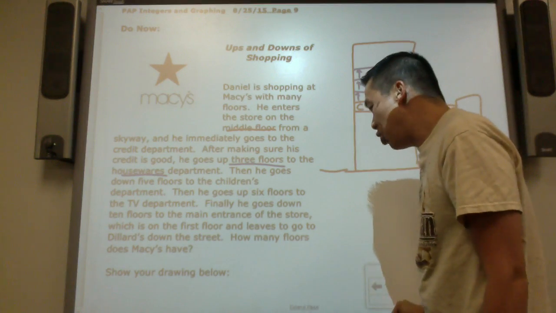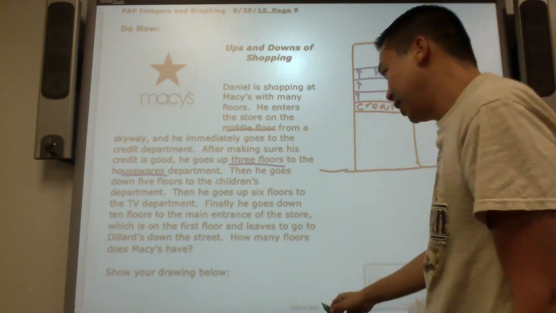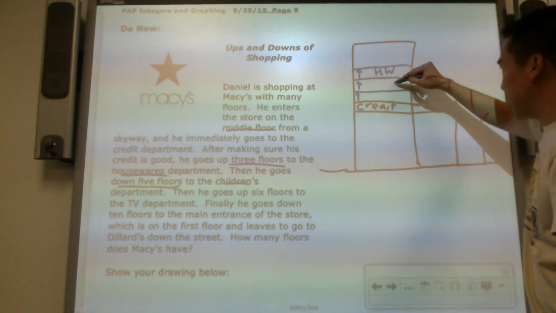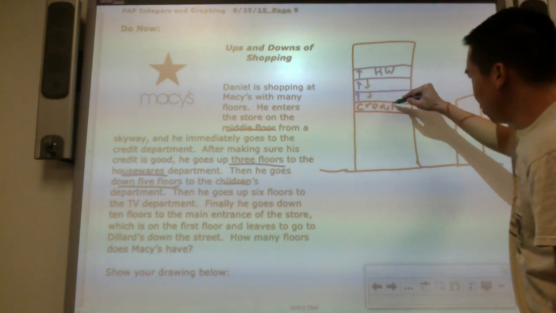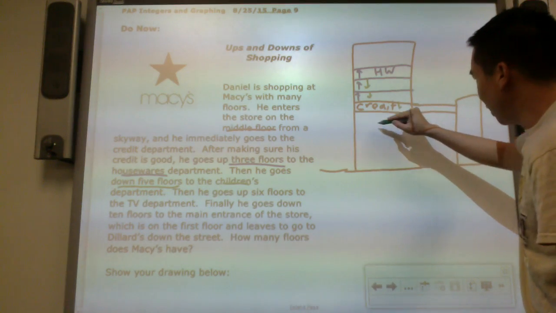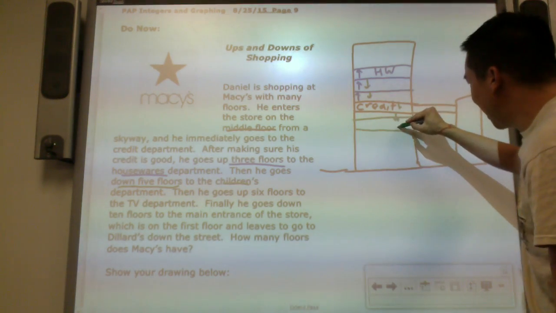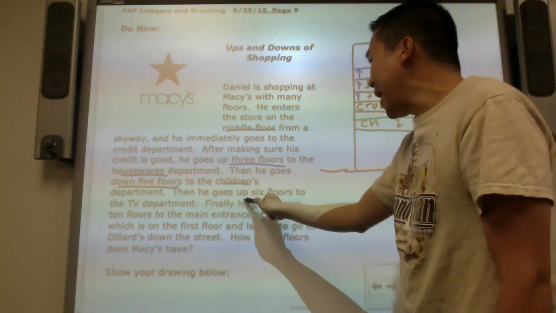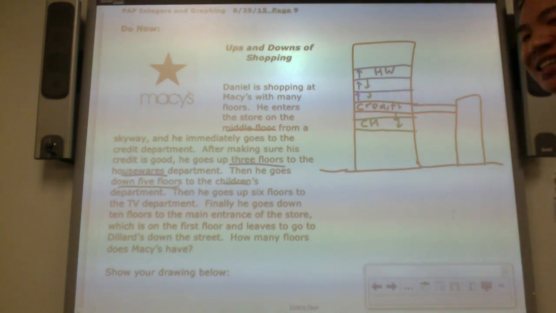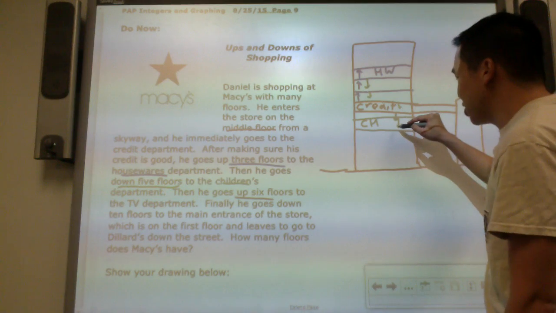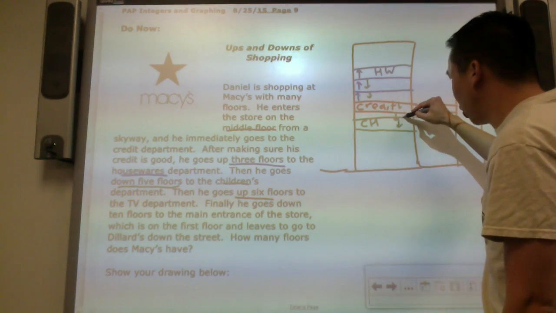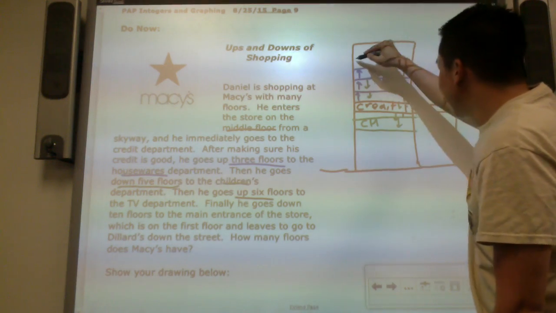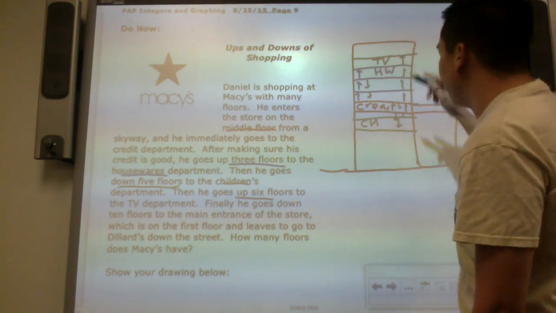Then he goes down 5 floors. He goes down 5 floors to the children's department. So we're at the houseware. We go down 1, 2, 3, 4, and 5. So this is the children's department. Then he goes back up 6 floors to the TV department. So right now he's in the children's department. He goes up next floor 1, 2, 3, 4, 5, 6. So here's the TV department.